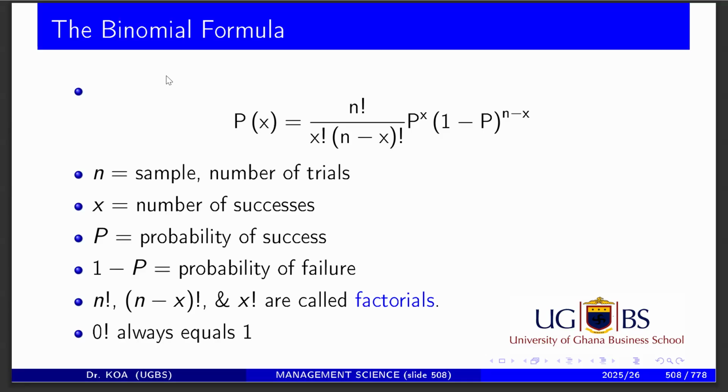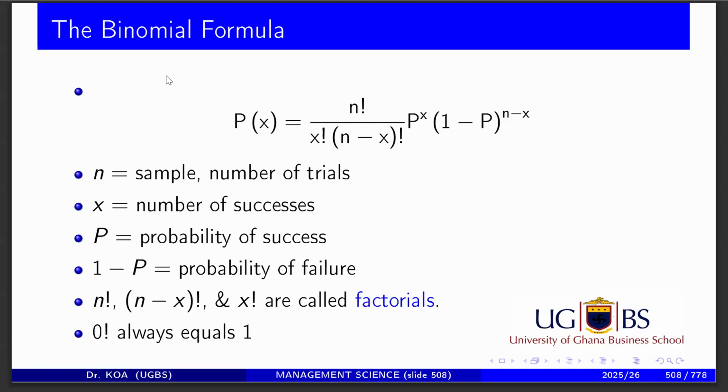What is 4 factorial? Solomon. 4 factorial is 4 times 3 times 2 times 1. Let me just calculate. Okay, good. Simon, what is 3 factorial? 3 times 2 times 1.